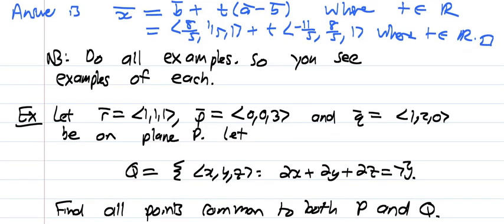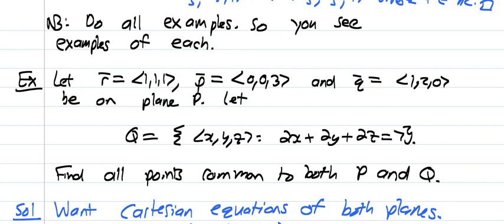All right. So please do all of the examples in the textbook and the exercises to see situations of each happening. Let's do another one. Let the plane P pass through points P, Q, and R as given, and let plane Q be the plane whose Cartesian equation is 2x plus 2y plus 2z equal to 7. And the question is, find all points common to both P and Q.